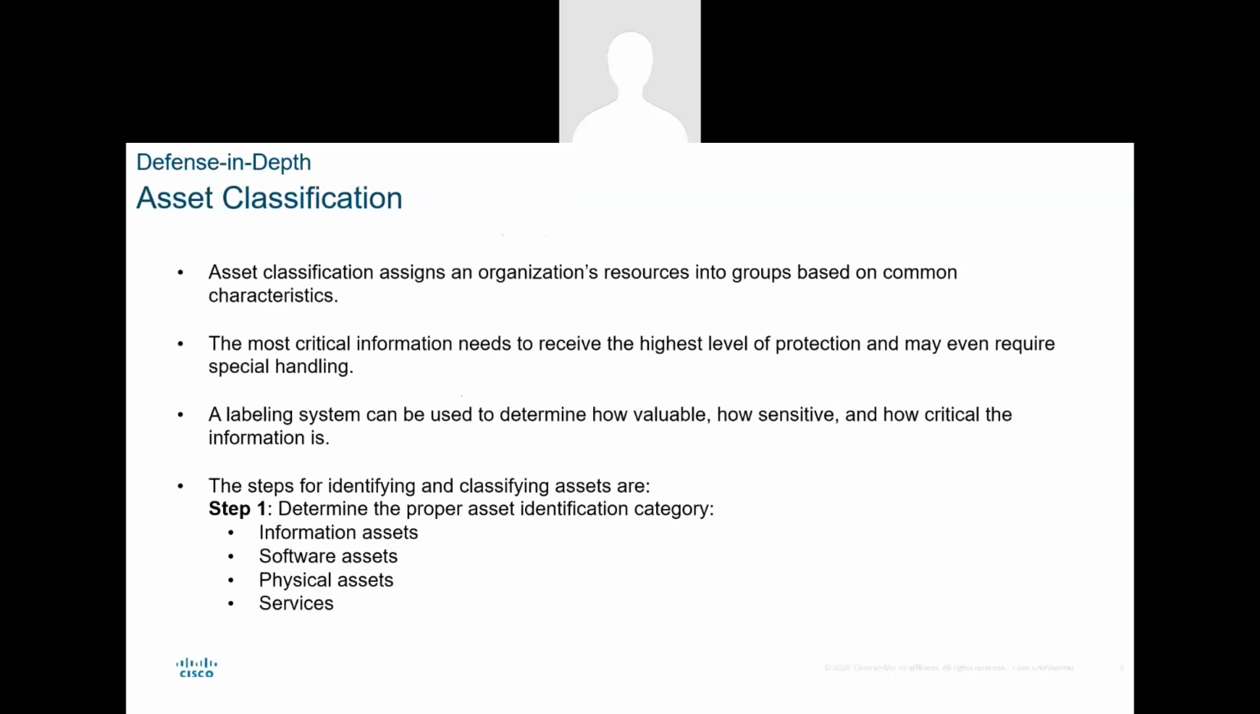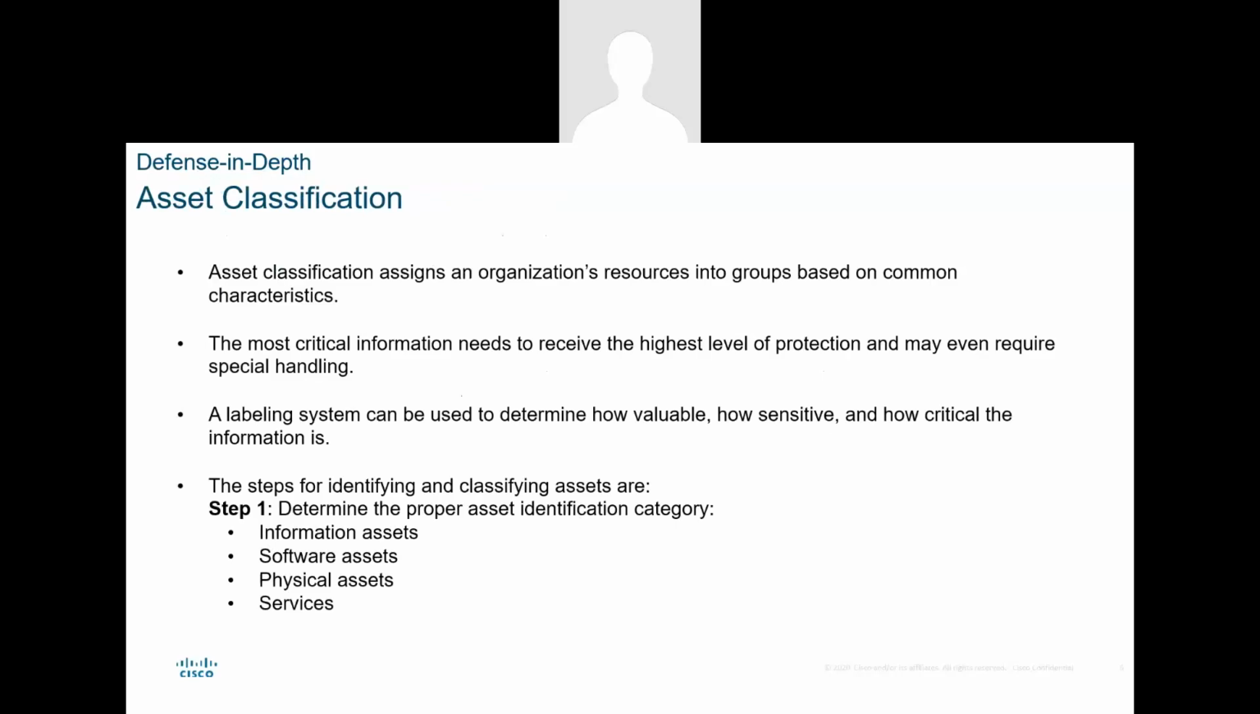Classifying assets allows organizations to prioritize their security measures. The most critical assets, such as your sensitive data, should have the highest level of protection. Asset classification involves four different steps. Step one is to determine the proper asset identification category.